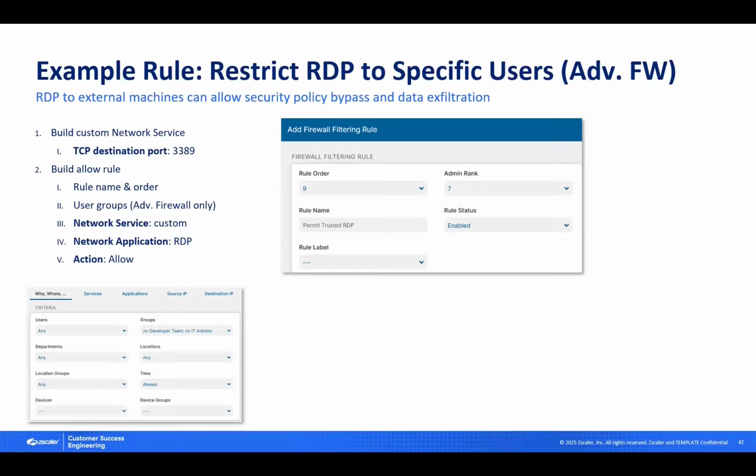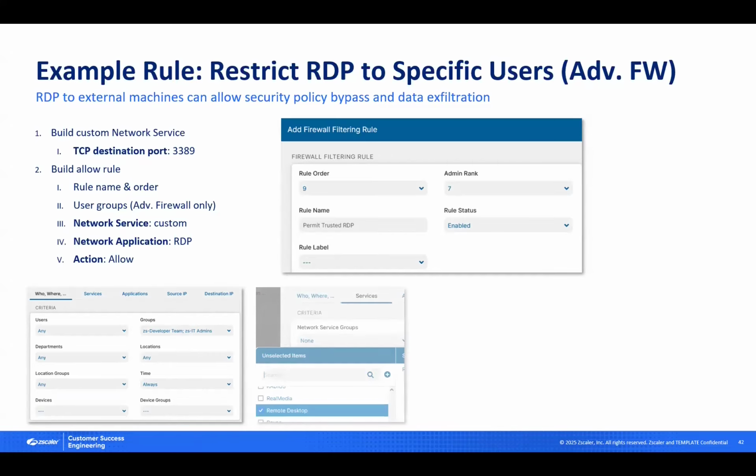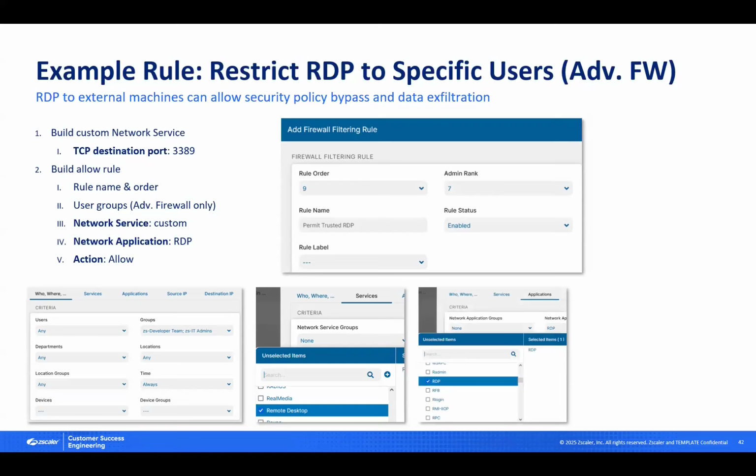We'll configure user groups as the who, where, what criteria, selecting, for example, our developer team and IT admins as the groups that are allowed to RDP. For network service, we'll select the network service that we've just created, our custom remote desktop network service. For the network application, we'll pick RDP, and for the action, we'll pick allow.